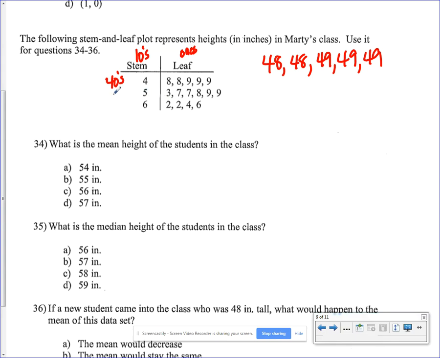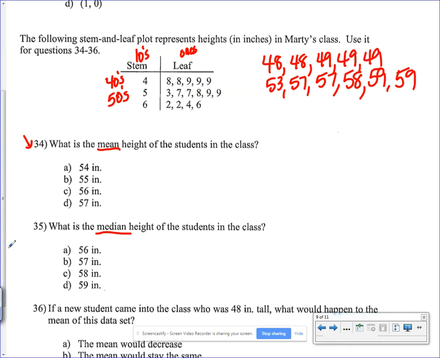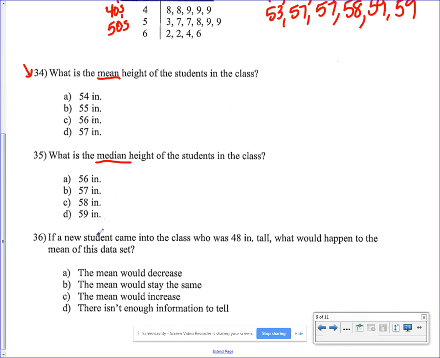In this row that starts with 5, this is your 50s row. And this means you have a 53, a 57, another 57, a 58, and then 2 59s, and so on. So when you have this whole data list, then you should be able to find the mean. Then you should be able to find the median, and likewise answer that question as number 36.